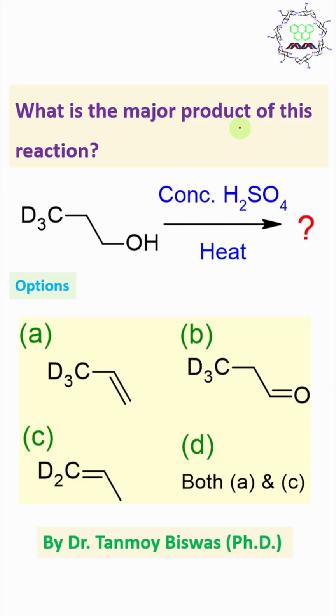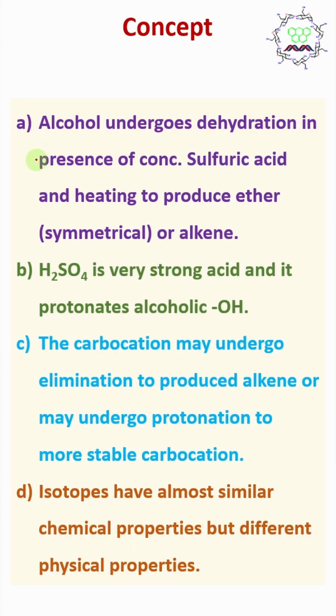Now the question: what is the major product of this reaction? So this is the alcohol derivative in the presence of concentrated sulfuric acid and heat. What is the product? Now before going to the details, let's learn the concept associated with this process.